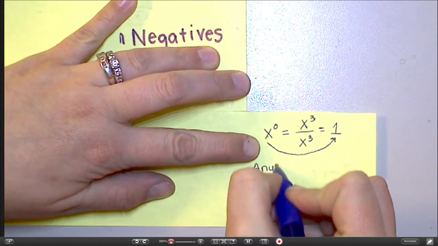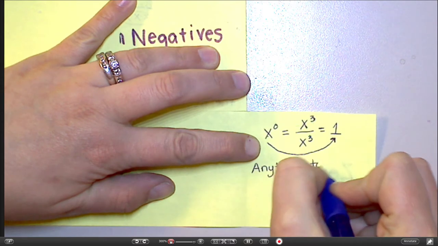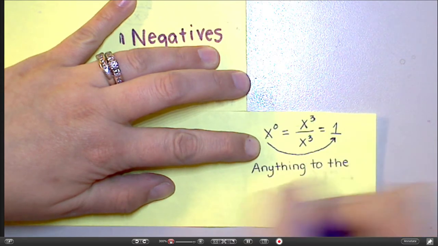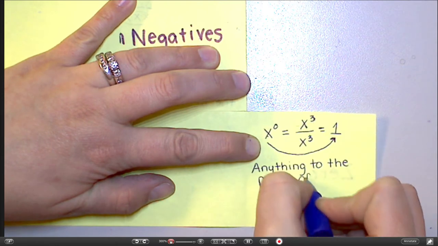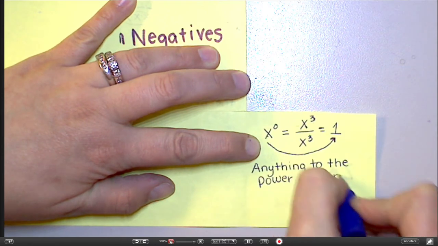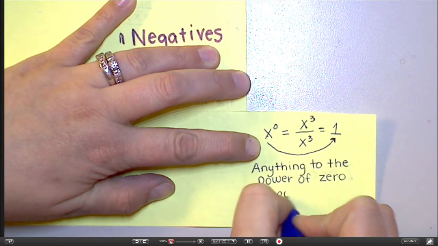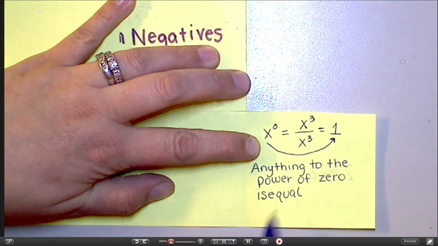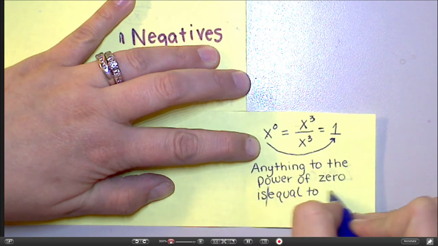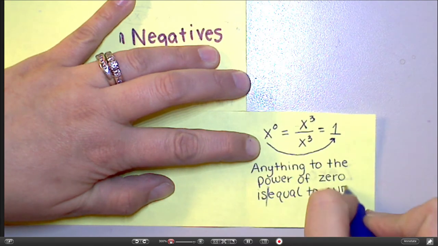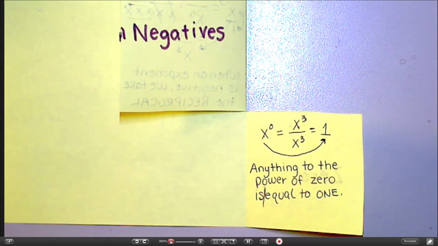Anything to the power of 0 is equal to 1. Just 1. Not x to the 1, just 1.